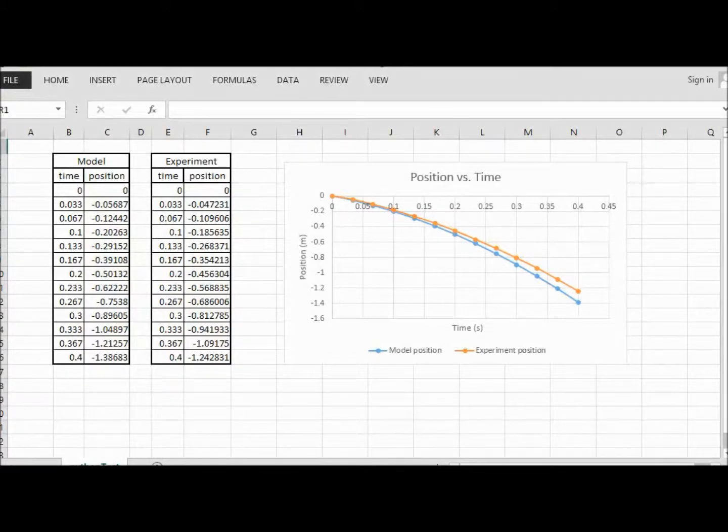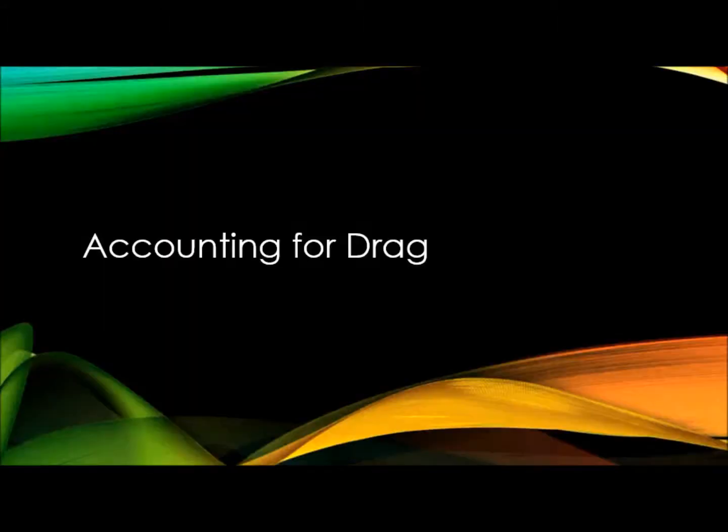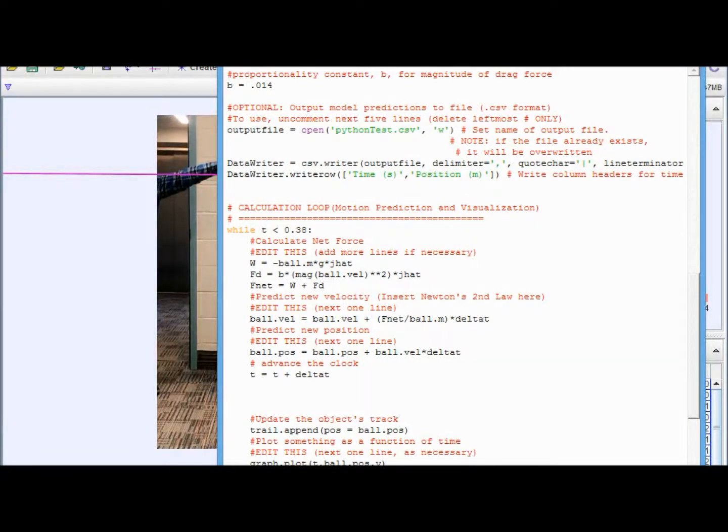Comparing this model to our experimental data, we can see that the model overpredicts the change in velocity. This is due to the fact that there is another force acting on our object, which is the drag. To account for drag, we must include the force due to drag in our equation for net force. The force due to drag is equal to b, some constant, times the magnitude of the ball's velocity squared times our position vector j hat. B is defined as the proportionality constant, which is used to find the magnitude of the drag force.